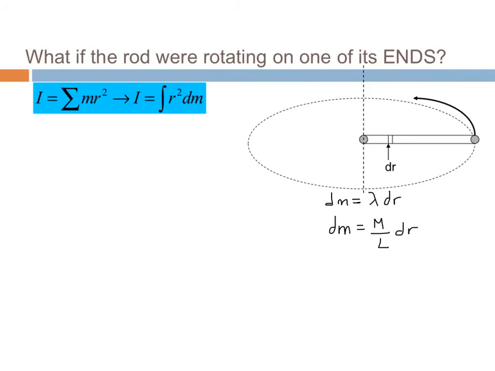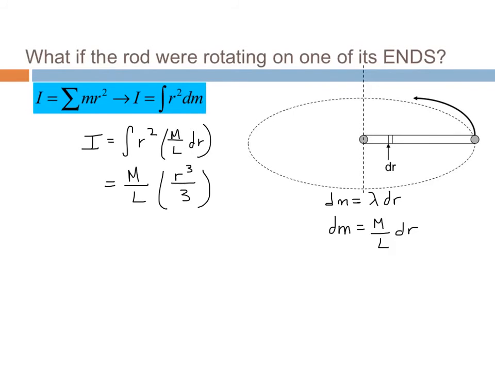So again, wherever we see dm, we're going to replace it with m over L dr. Again, very similar process. Because m and L are constants, we're going to go ahead and pull those out and take the integral of r squared. So that becomes r cubed over 3. Now, the biggest difference here is our limit. We're still going to look at the entire length of the rod, but now we're going from the length 0 to length L. So again, 0 is located at the center of our axis of rotation, and it's going all the way to the end of the rod, L.